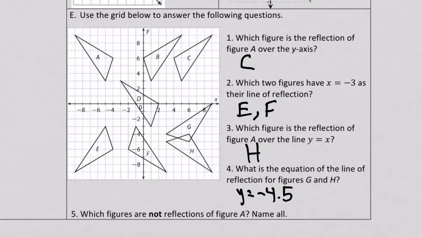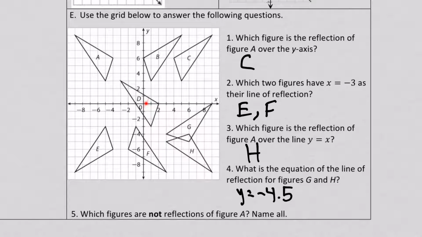All right, finally, number 5. Which figures are not reflections of figure A? Name all. Here's figure A, and the question is, which are not reflections of figure A? So let's just go through each one to see if they could be reflections. Here's A, here's B. Could B be a reflection of A? Yeah, do you see it? It is a reflection. The line of symmetry would be right about here. So what about C? Yes, we already actually talked about C. C is a reflection over the y-axis, right? This is the line of reflection right here.